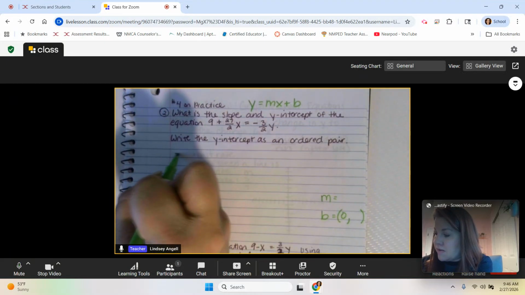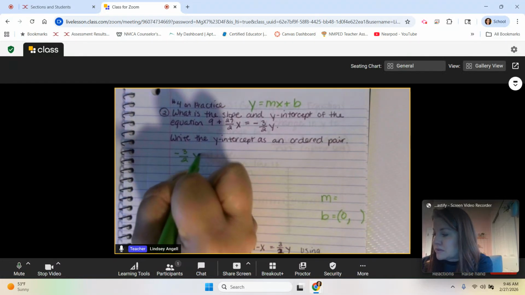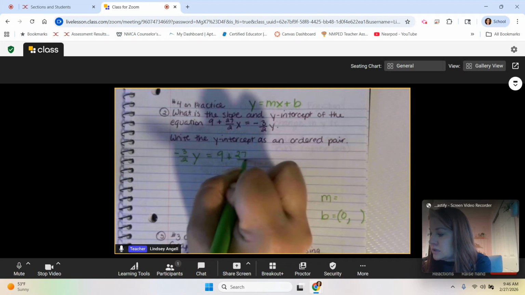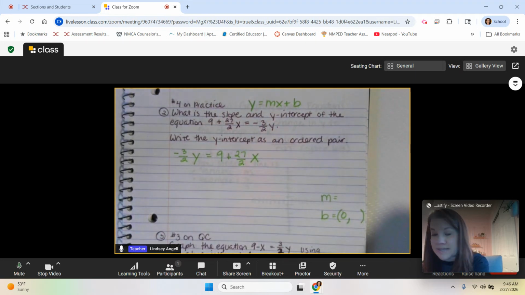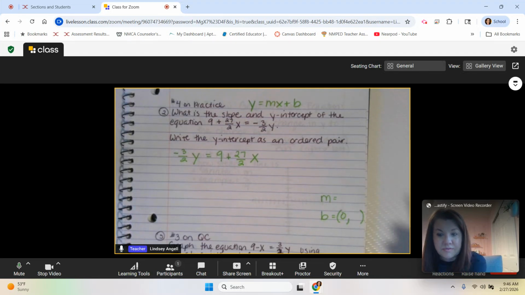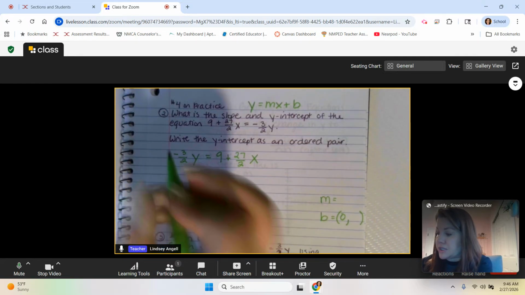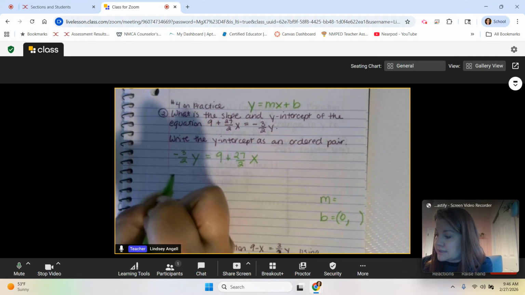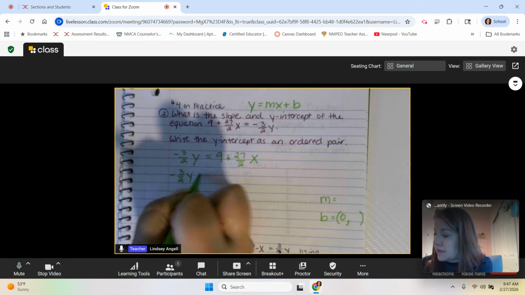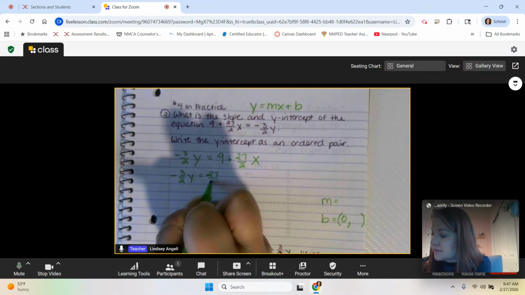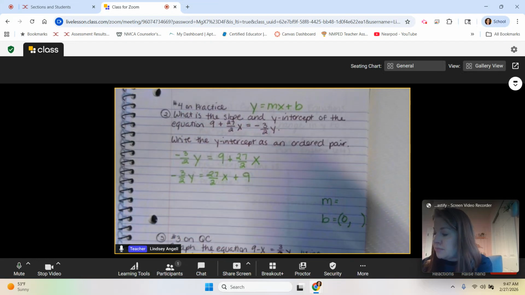I can say -3/2 times y is equal to 9 plus 27/2 times x. Okay? So now at least the variables are on the right side of the equation. Now, in order to get y by itself, or actually the next thing I could do even is I could rewrite the whole thing, but then flip these. Remember on the last one how we flipped them? So 27/2x plus positive 9.